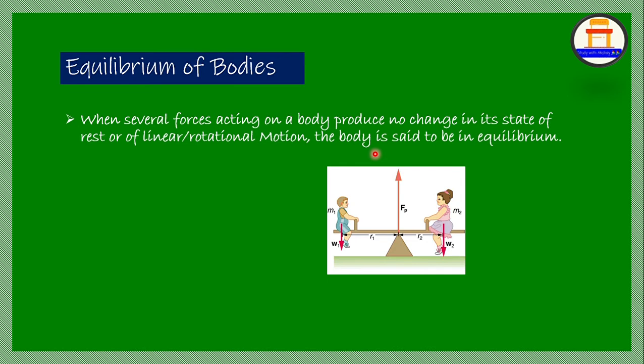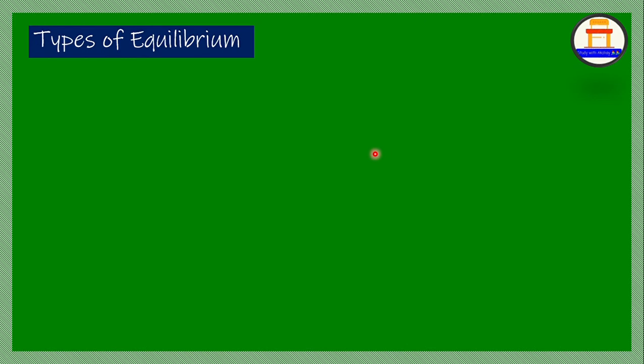You have to be aware of the definitions, and the important terms here are: with several forces, no change in the state of rest or linear or rotational motion, the body is said to be in equilibrium. So basically forces are applied and there is no change, then the body is in equilibrium. If you apply force on a wall, there will not be any change, so it is said to be in equilibrium. Types of equilibrium.